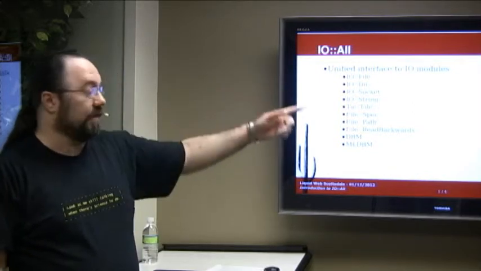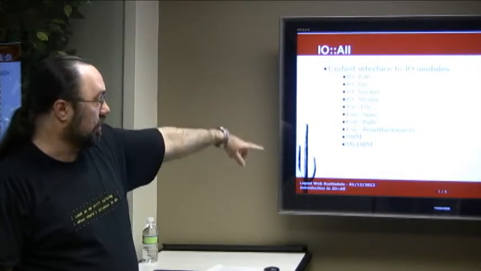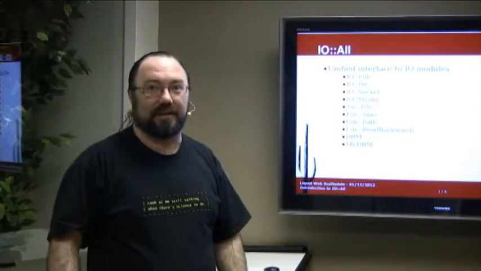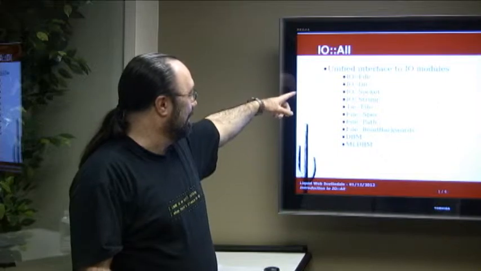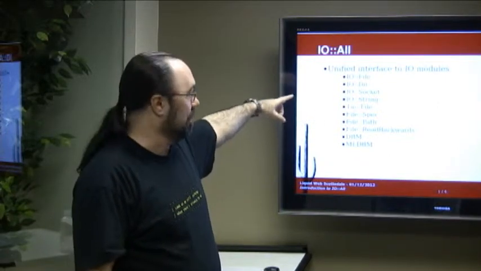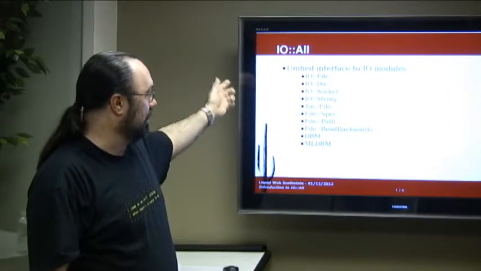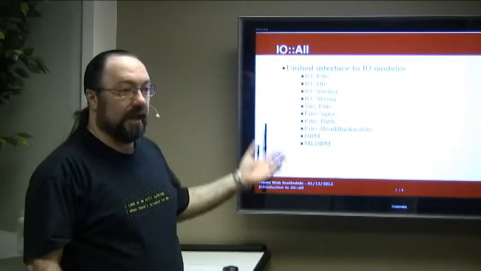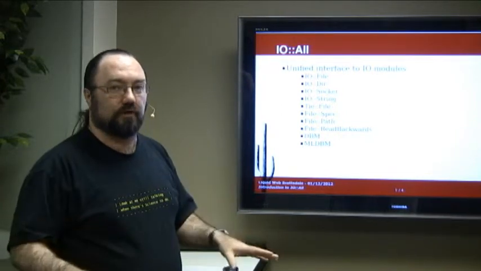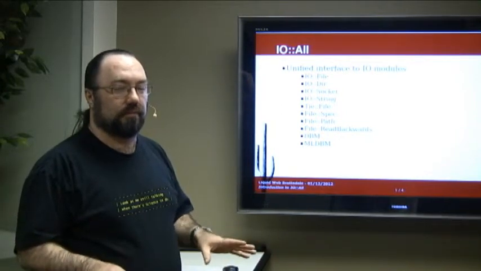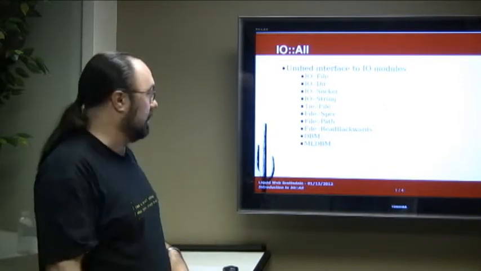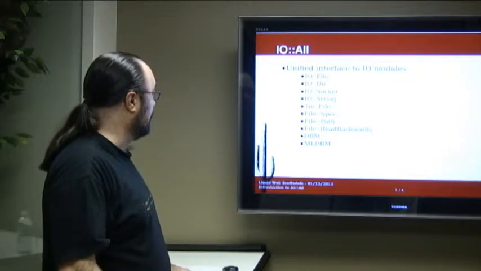Basically, it's a unified interface to all that list of modules. I'm not going to read all of them, but you may recognize a lot of these or may have used some of them before: IO::File, IO::Dir. And it gives you a common interface to all of those underlying modules. And it just does a lot of really convenient things. The best way is to see some examples.